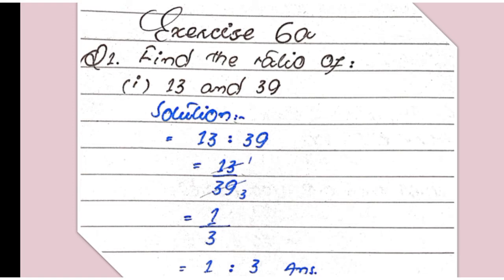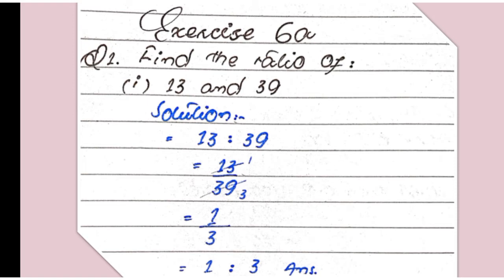We can write ratio in three different ways. Like you see in this first step, 13, then colon, and then 39, or 13 upon 39 as you can see in the second step. Also there is a third way in which you can express the ratio, which is to put the word "to" in between the numbers, like 3 to 4, 4 to 5, 5 to 6, and so on. All right, now we need to find the ratio of 13 and 39.